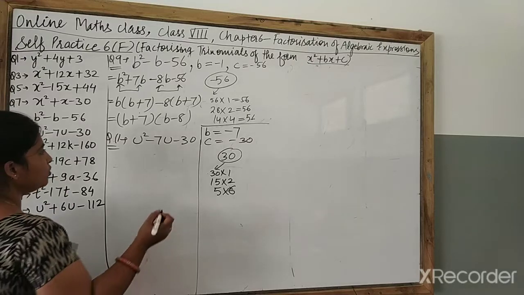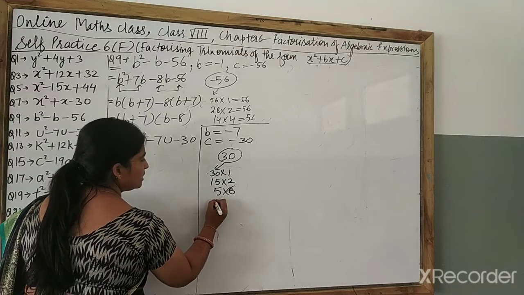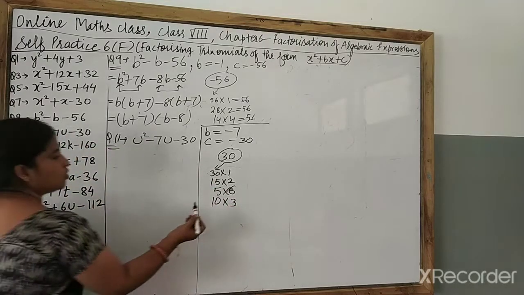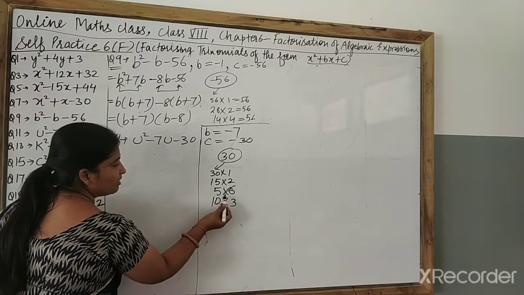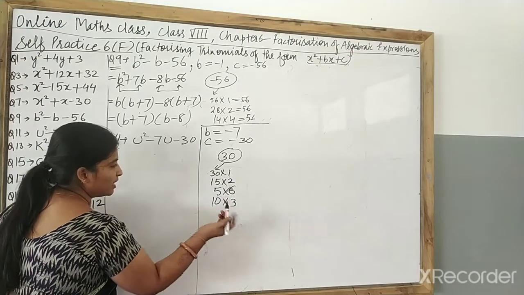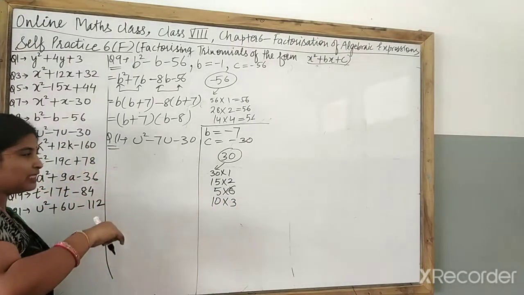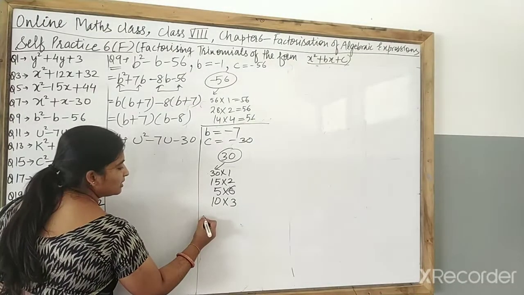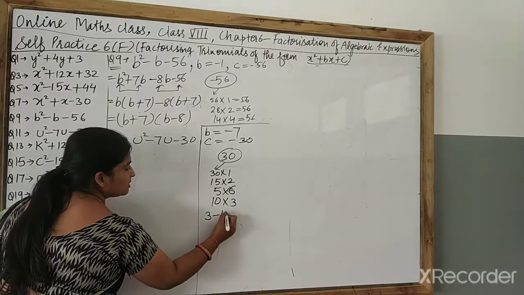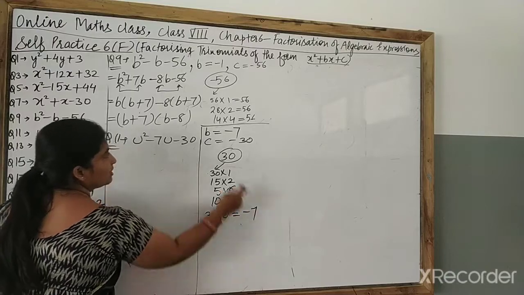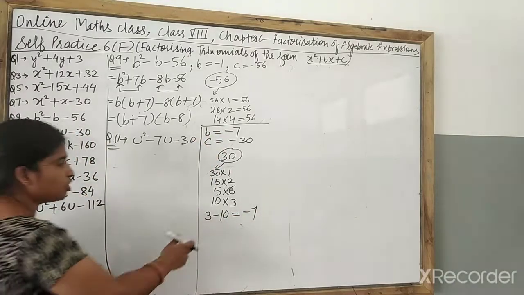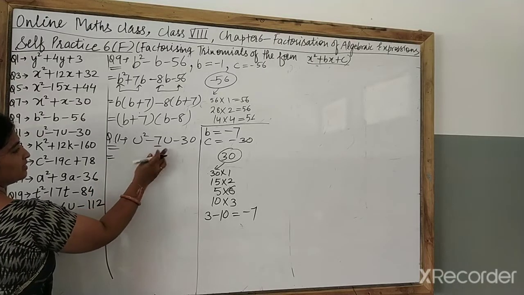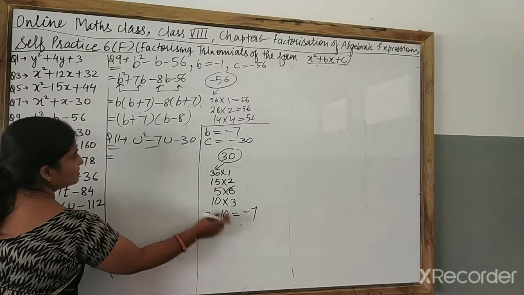Now we can do 10 into 3 also. Can you see that we can do 10 into 3 also? 10 into 3 is 30. Okay. So 5 into 6 are 30. 5 plus 6, 11. 5 minus 6, minus 1. 10 plus 3, 13 and 10 minus 3. Yes, we are getting 7. So can I do like this? That 3 minus 10, I'll get minus 7, and that is my B only. That is your middle term split. Now the same you will note down over here. What is my middle term? Minus 7. So split it into 3 minus 10.